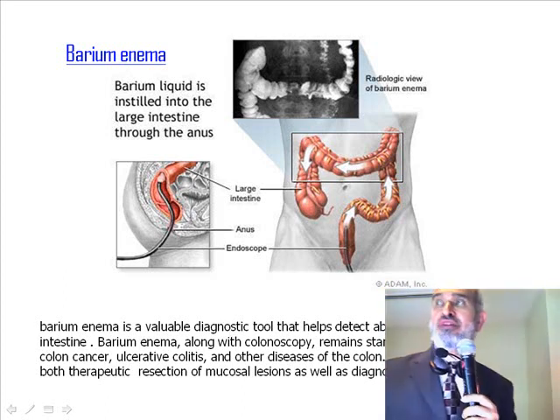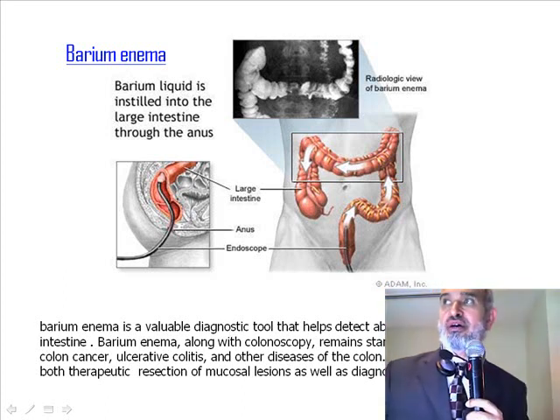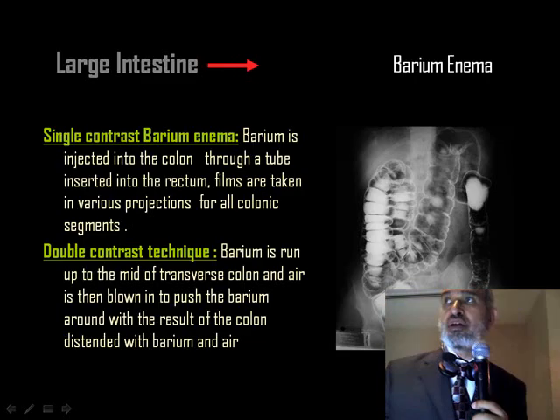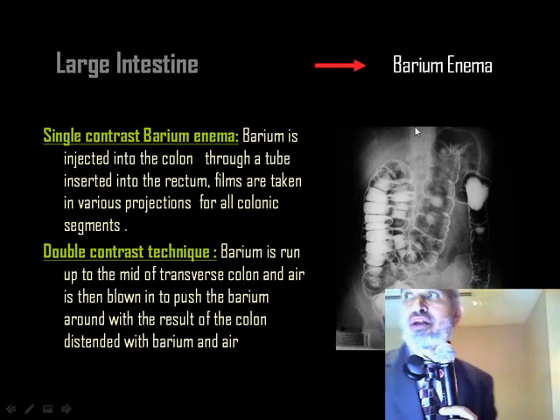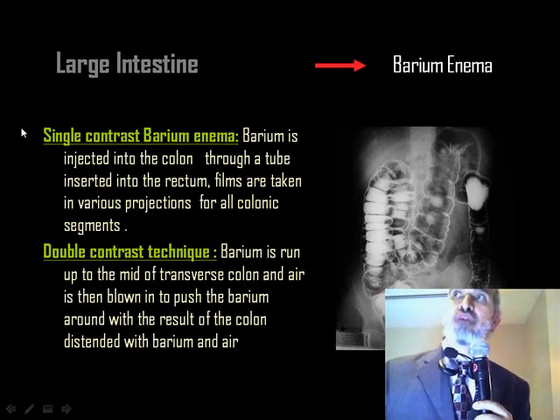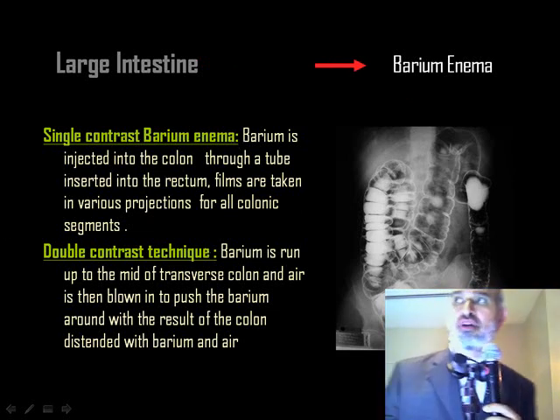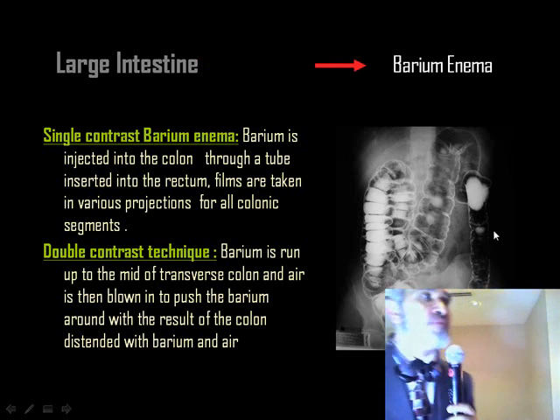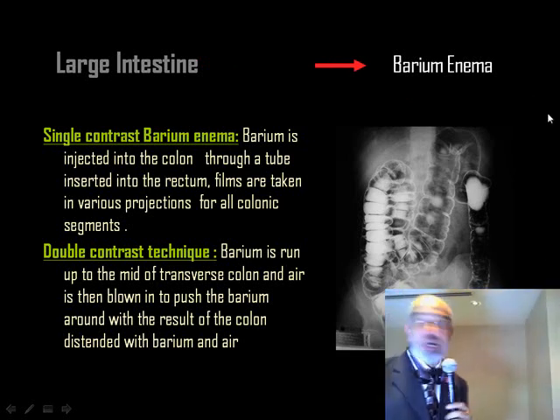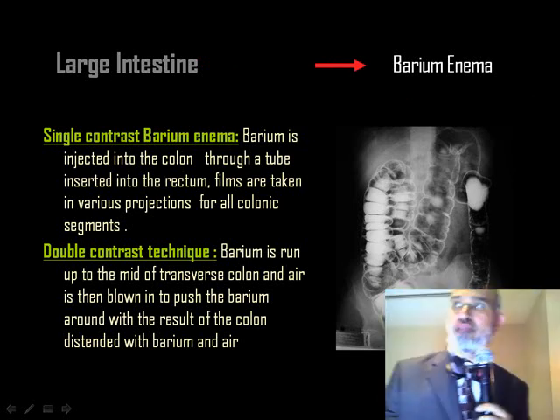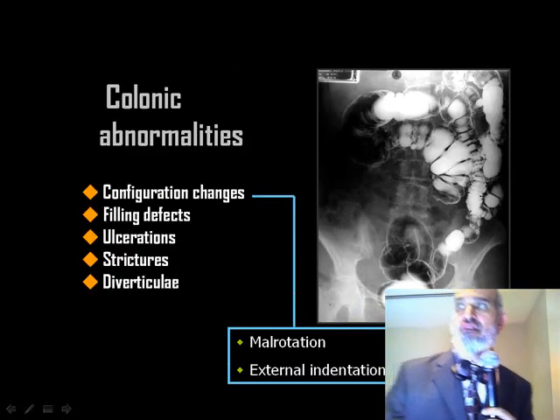And lastly we come to the colon, and the colon is examined by the barium enema. And we do not use the single contrast barium study anymore, but we use the double contrast. We introduce some barium, then we introduce air, and we fill the colon with air and barium, and we start the diagnosis.